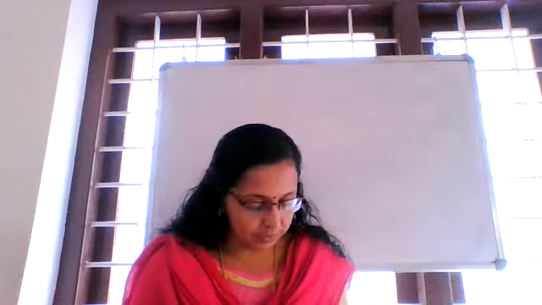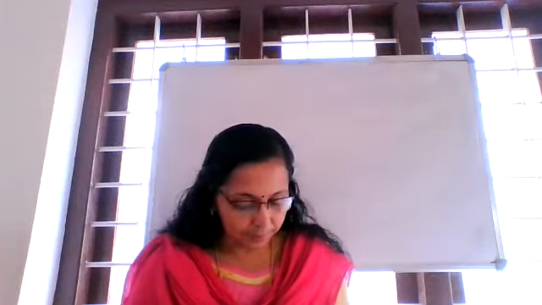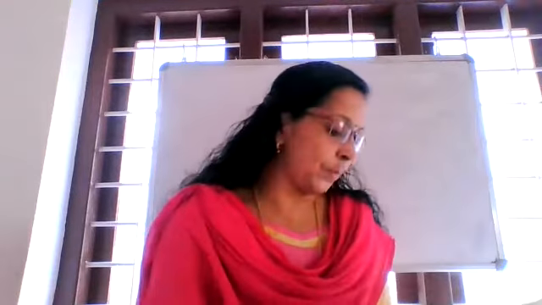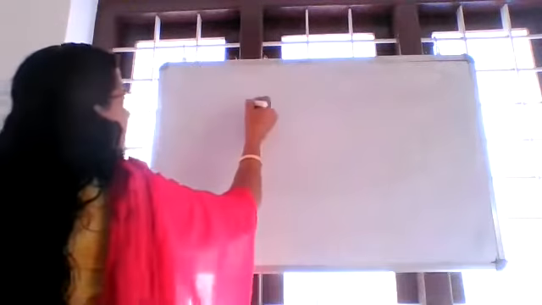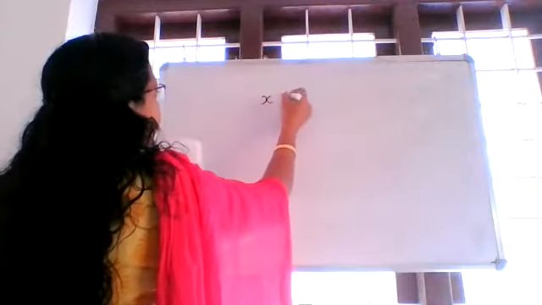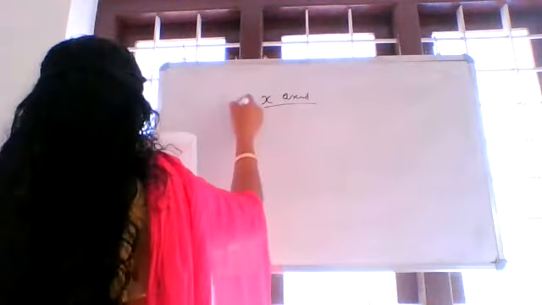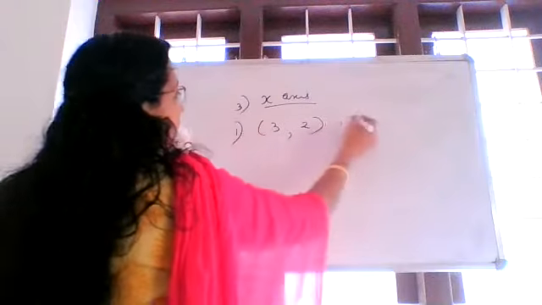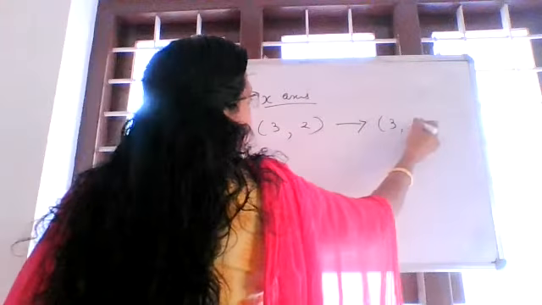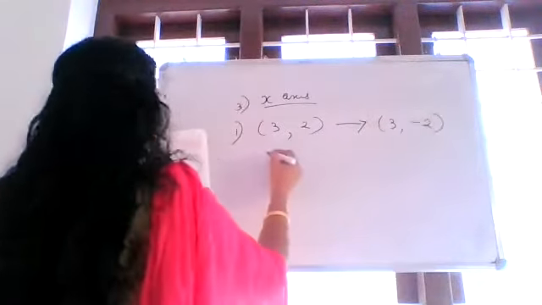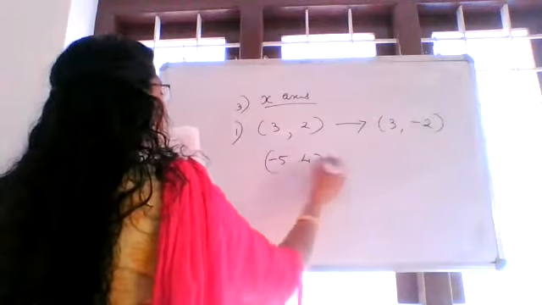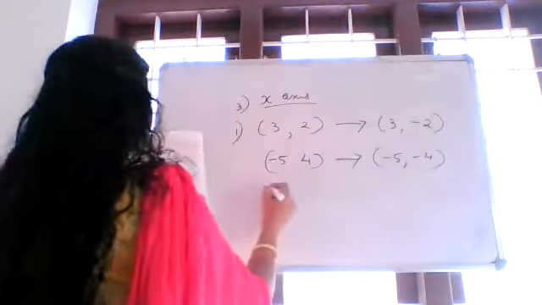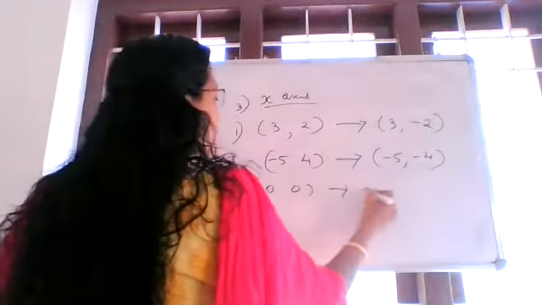Exercise 12A, question number 3. State the coordinates of the following points under reflection in the x-axis. 3, 2: under x-axis reflection, x has no change, so the answer is 3, negative 2. Then negative 5, 4 will be negative 5, negative 4. Then 0, 0 will be 0, 0.